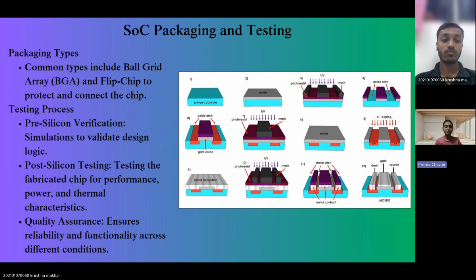Testing processes include pre-silicon verification, the simulations to validate design logic. Post-silicon testing, which is testing the fabricated chip for performance, power, and thermal characteristics. Quality assurance ensures reliability and functionality across different conditions. All the diagrams have been shown to make it easier to see how packaging and testing actually happen when it is considered in SoC, that is system on chip designs.